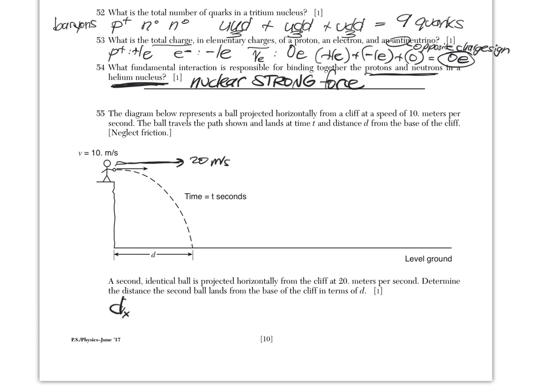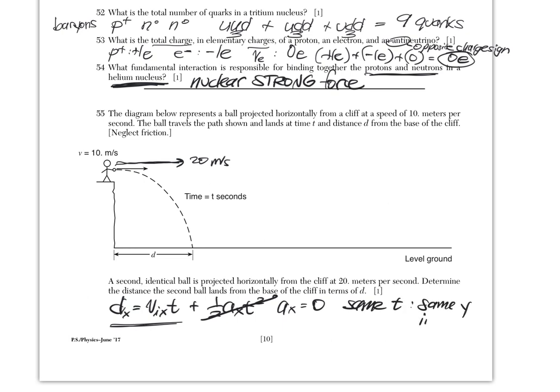So the x distance is the x velocity times the time plus 1/2 a_x t squared. There is no x acceleration. So really we're just dealing with the range being the x velocity times the time. It's going to be the same time because it's the same y information. It's the same height. The initial y velocity is 0 because it's a horizontal projectile. Nothing has changed vertically, so it's going to be the same time.